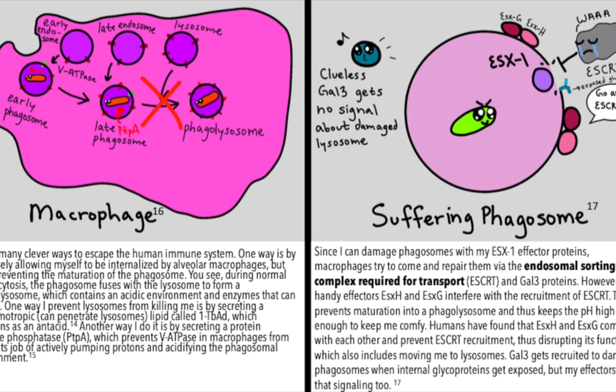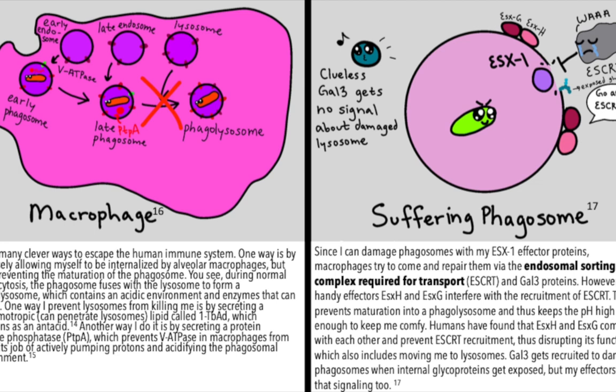Since I can damage phagosomes with my ESX1 effector proteins, macrophages try to come and repair them via the endosomal sorting complex required for transport, or ESCRT, and Gal3 proteins. However, my handy effectors ESXH and ESXG interfere with the recruitment of ESCRT. This prevents maturation into a phagolysosome and thus keeps the pH high enough to keep me comfy.